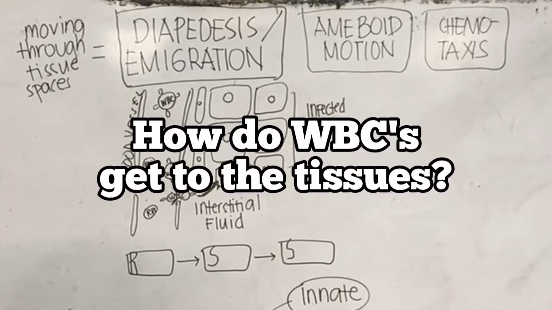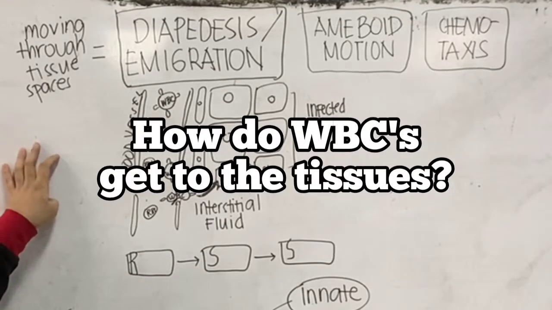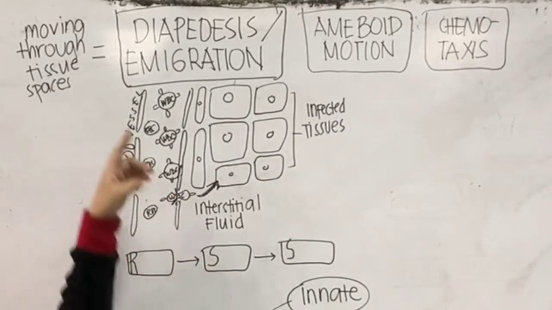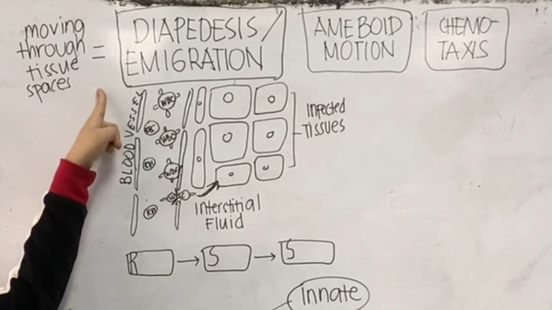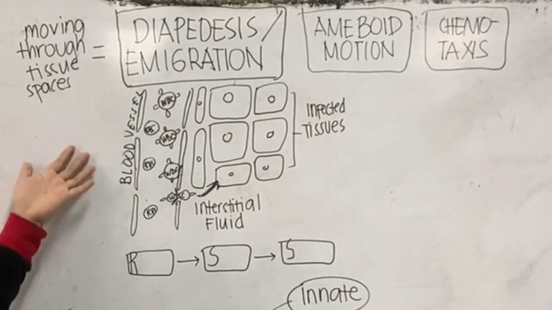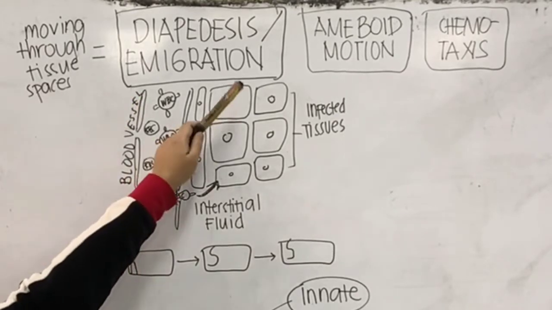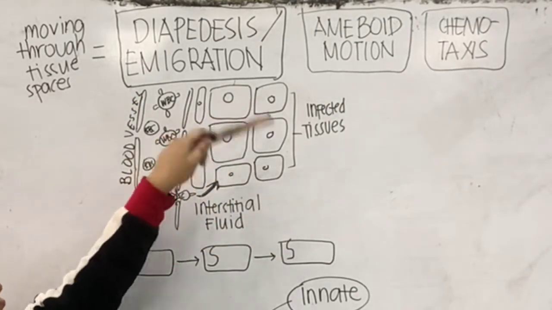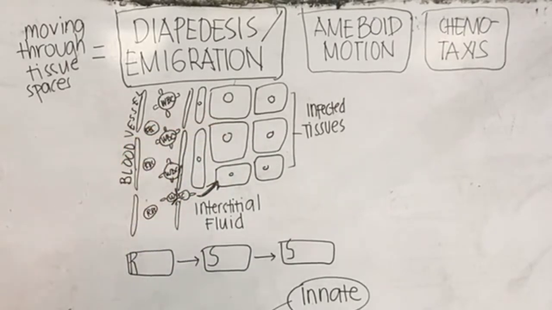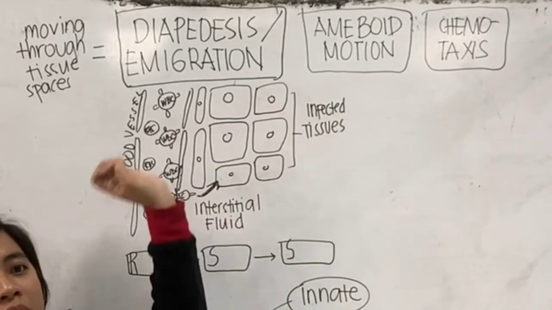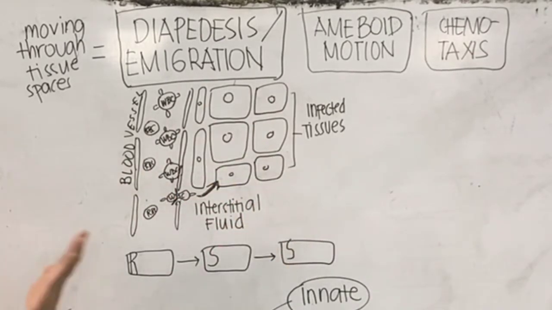Let's talk about how they exit the bloodstream and go to the tissues. We have three processes that allow the white blood cells to go to the tissues. Number one is your diapedesis or immigration. This is what happens generally. This is your blood vessel and this is your infected tissue, or let's say the infected organ. The goal of the white blood cell is to leave the bloodstream and transfer to the organ or tissues. So how do they do that? They do that in three steps.